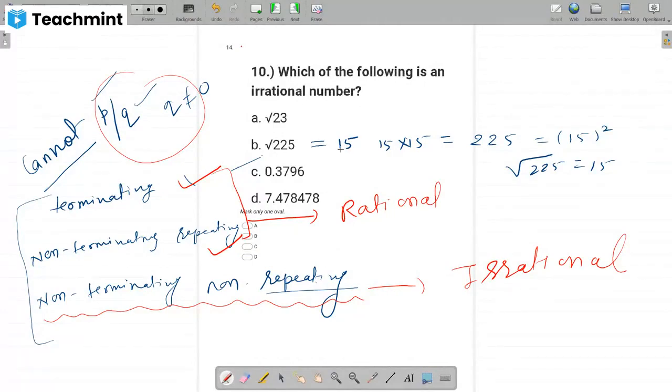So here this is 15. 15 is a rational number because 15 can be written as 15 by 1. And here the decimal expansion is terminating, it has stopped, so it's a rational number. Here the decimal expansion also terminates, so it is again a rational number. So this option is correct. Root 23 is an irrational number. So the correct option is option A.